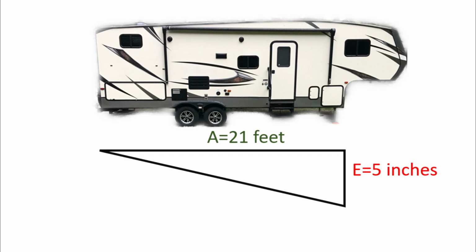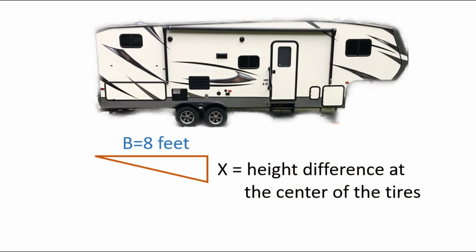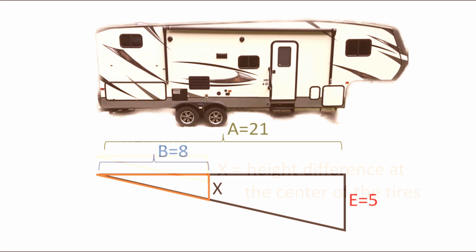It's okay that we're mixing feet and inches. I'll explain that later. The second triangle is the smaller triangle, which has the length from the tires to the back of the camper and the unknown height difference from the back of the camper to the tires. Our camper had 8 feet to the back of the camper. Here's the triangles on top of each other to help you see what we are doing.